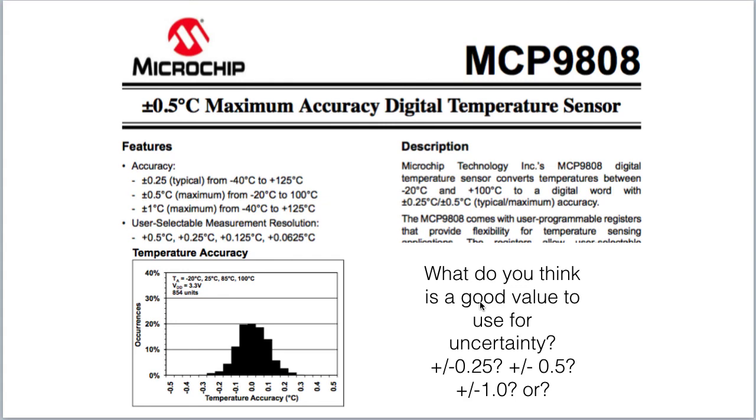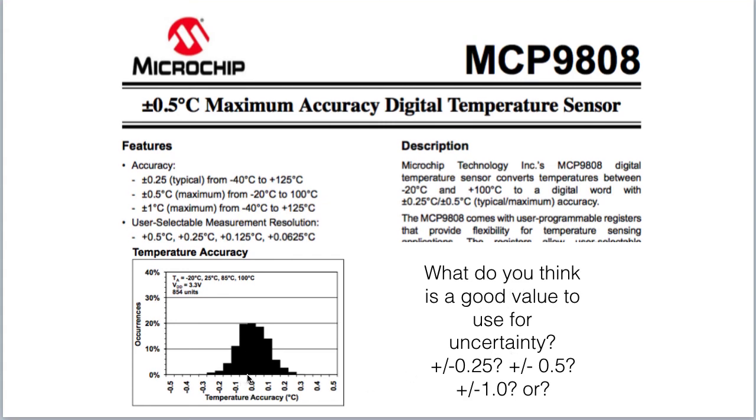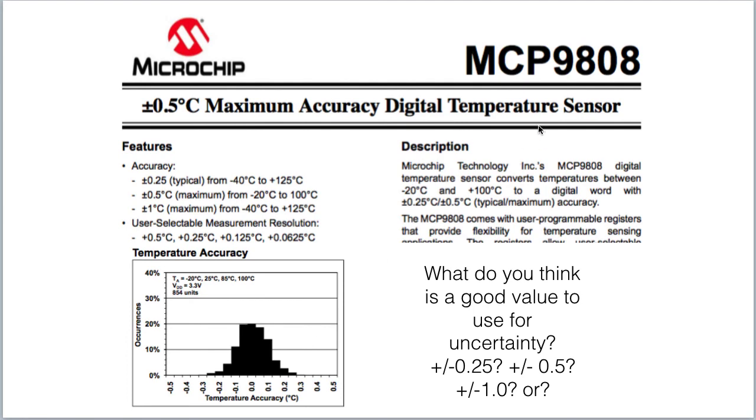And what value would we use for uncertainty if we knew this information from the distributor, from the manufacturer of this chip? Well, we could use the maximum. We might be way over. We could use plus or minus 1, twice that maximum quoted number. Or we could use the 0.25, which they've said is typical.